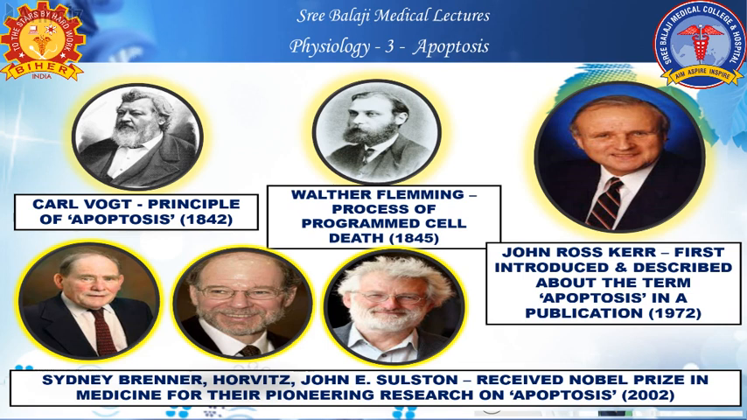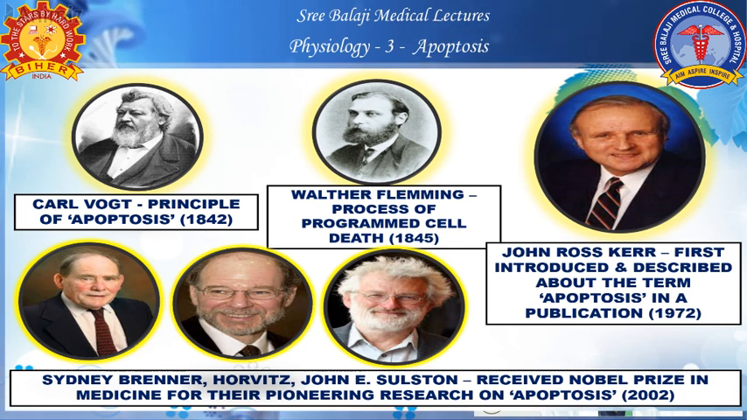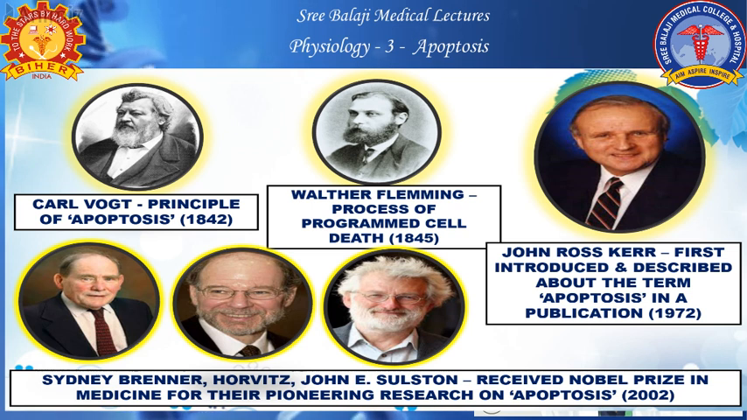Now let's see a brief history about apoptosis. It was Carl Vogt who first derived the principle of apoptosis in 1842, after which Walther Flemming described the process of programmed cell death. John Foxton Ross Kerr first introduced the term apoptosis in his publication in 1972, followed by Sydney Brenner, Horvitz and John E. Sulston, who received the Nobel Prize in Medicine for their pioneering research on apoptosis in 2002.